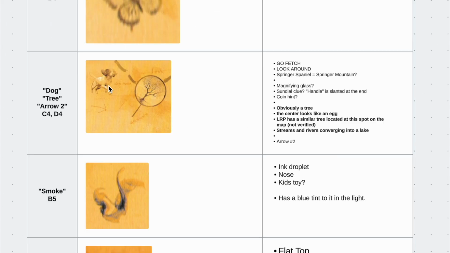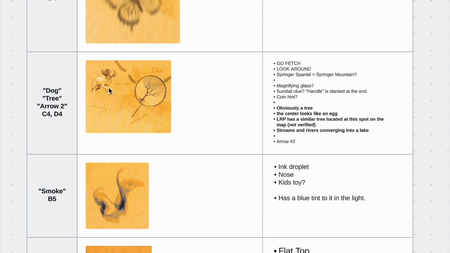Then we have the dog, which honestly, I think it looks like a Springer Spaniel. I know a lot about dogs. I've done some comparisons. Pretty spot on to me. What that means, not sure. Springer Mountain, that seems to be the direct correlation that everybody's drawing to.